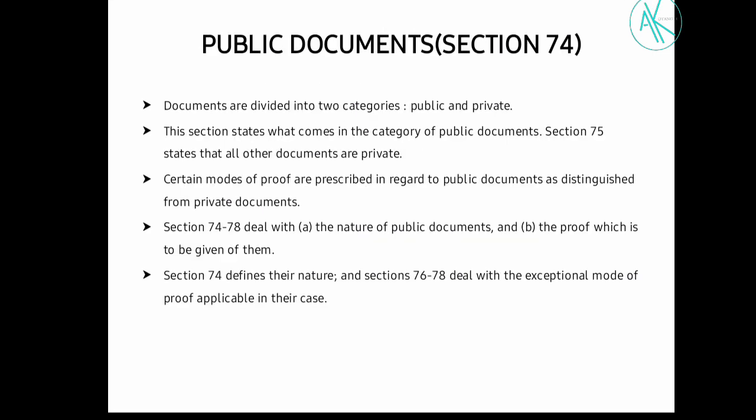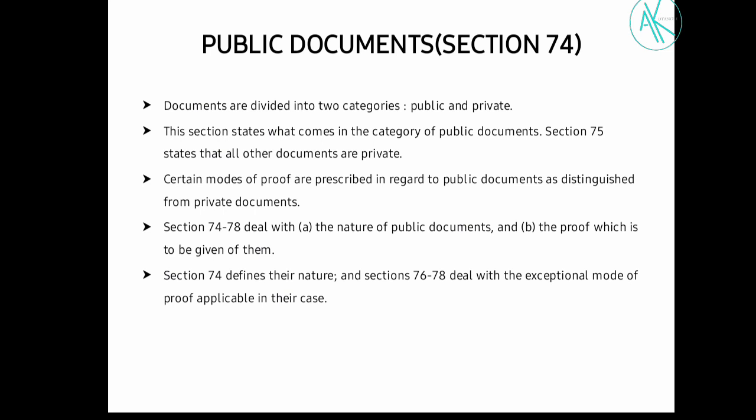Under Section 74, public documents. The documents are divided into two categories, public and private. This section states what comes in the category of the public document. Section 75 says that all other documents are private documents. Certain modes of proof are prescribed in regard to public documents as distinguished from private documents.